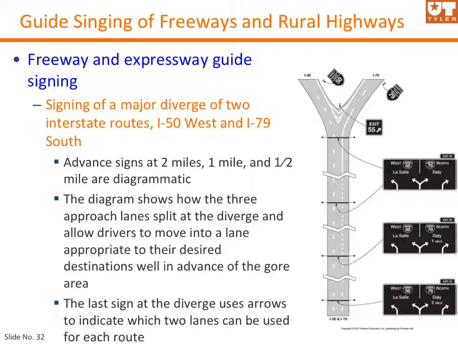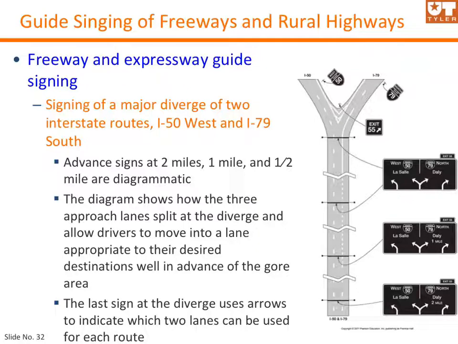with some diagrams showing that if you stay at the far left, you're going to be going to I-50 west, and if you are in the middle lane, you need to make that decision again, either going to the left and going to the west part of the I-50, or the far right would be going to I-79. So the diagram shows how the 3 approach lanes would end up splitting at the diverge and allow the driver to move into a lane appropriate to their desired destination way in advance of the gore area.